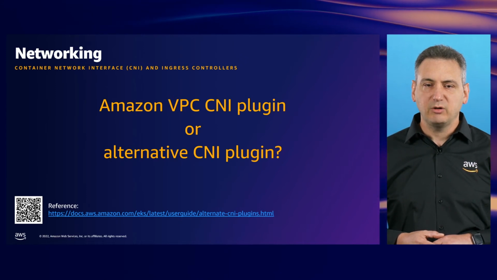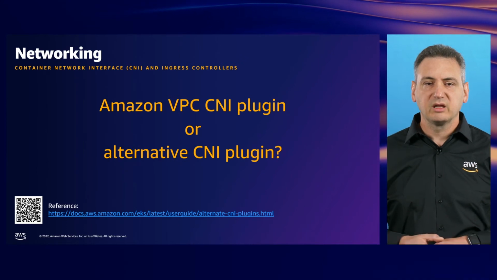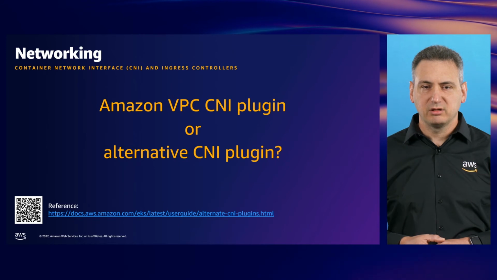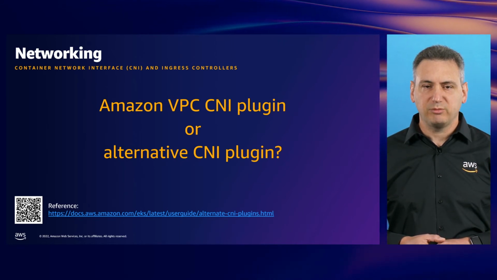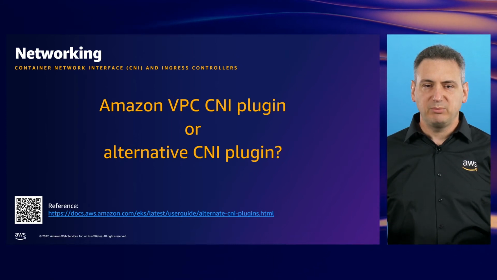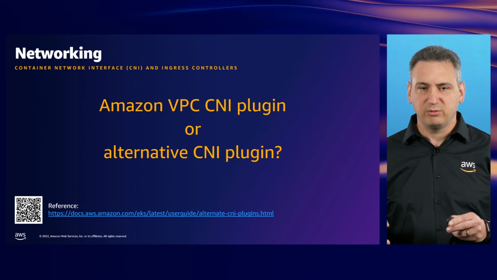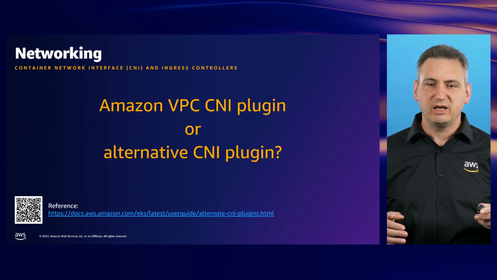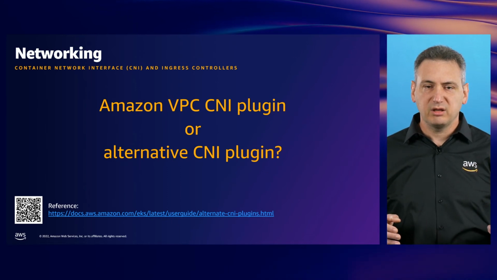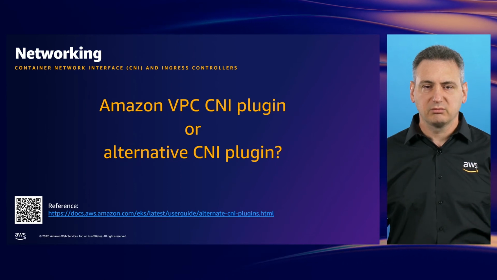EKS Anywhere is currently defaulting to using Cilium for its CNI. If you go down this route of alternative CNIs, you should consider paid support from those vendors. Of note, when using the VPC CNI, you may still use the network policy provider from Calico in order to provide network policies across the cluster. This is a different configuration to using Calico's overlay network.